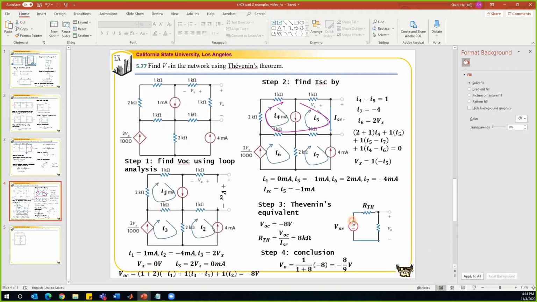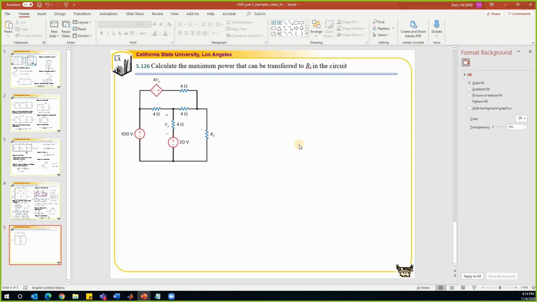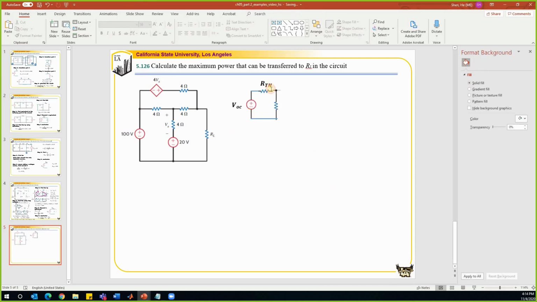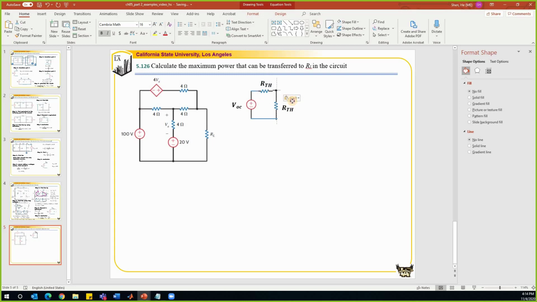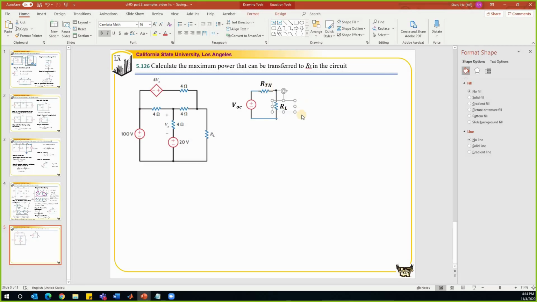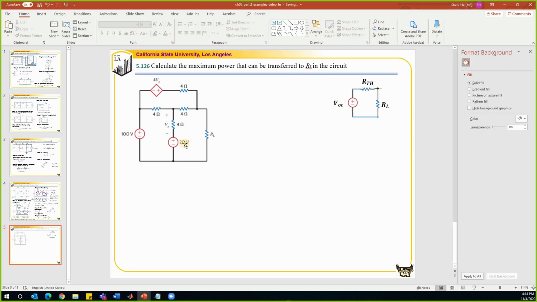Let me draw that. If we find a Thevenin equivalent to the part of the circuit, we will eventually get something like this. And this is the resistor RL. From the maximum power transfer theorem, RL has to be equal to RTH so that RL will have maximum power. So now the problem becomes to find a Thevenin equivalent, the same thing. So I'm going to let you work on the problem, then compare with mine.